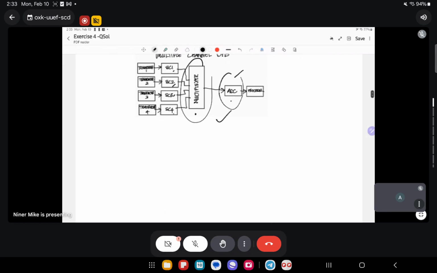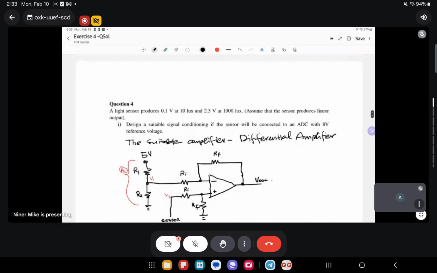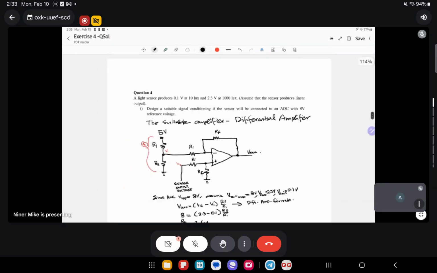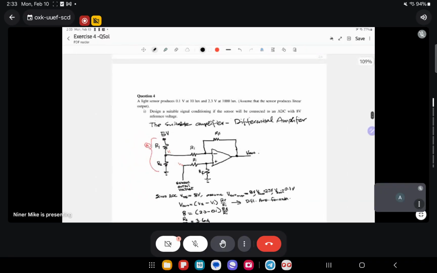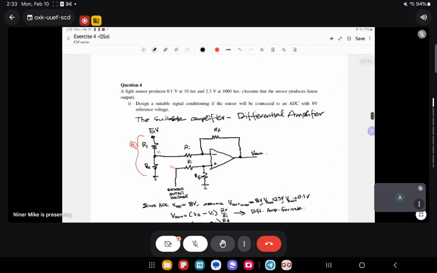Okay, go on to the next question. Question number 4 here is a bit calculation oriented. You all should be familiar with this. The question asks about the light sensor that produces 0.1 volt at 10 lux, and 2.3 volt at 1000 lux.